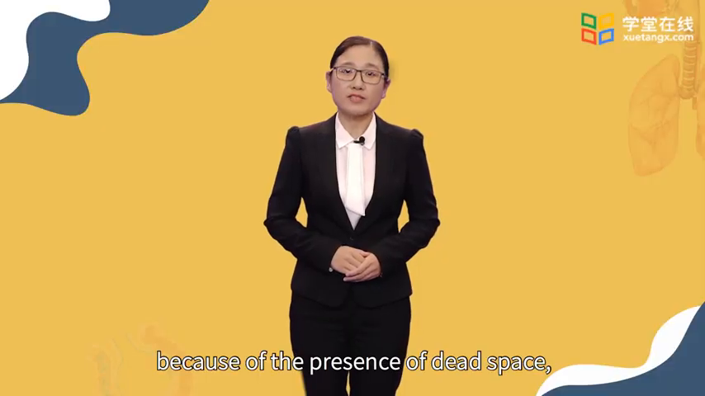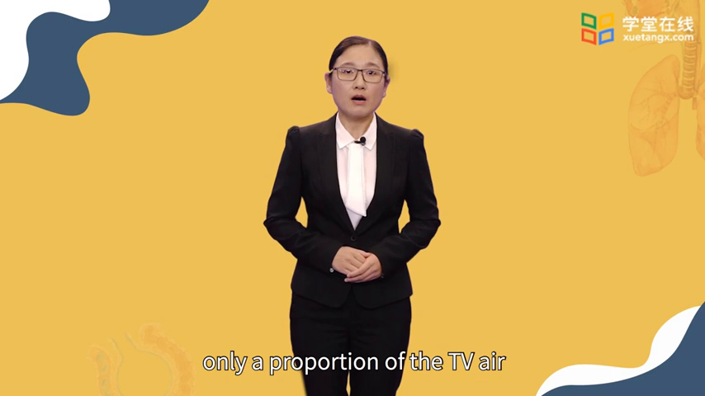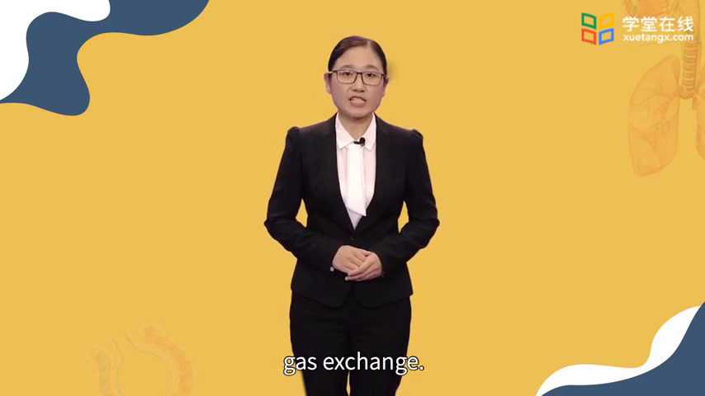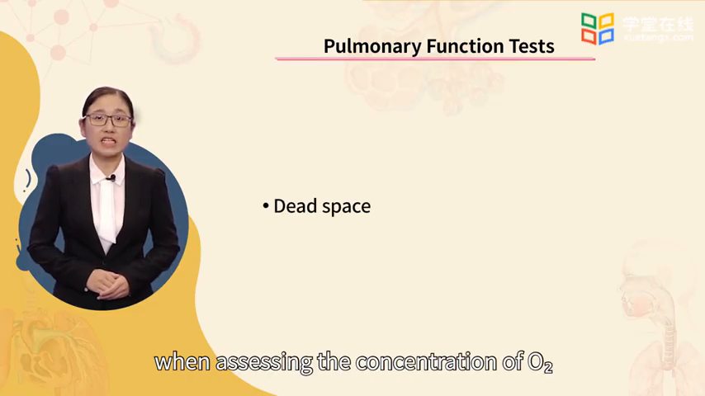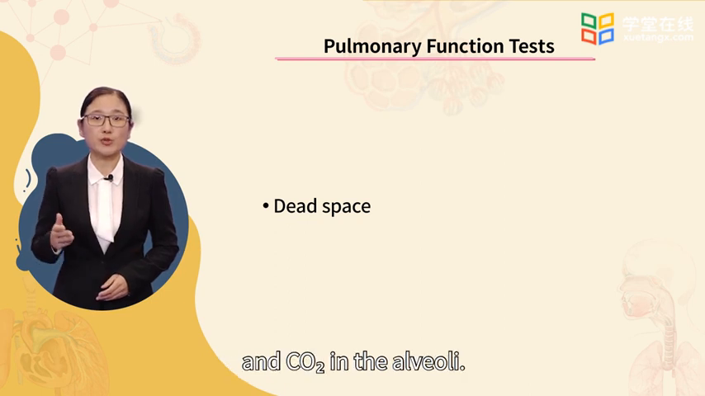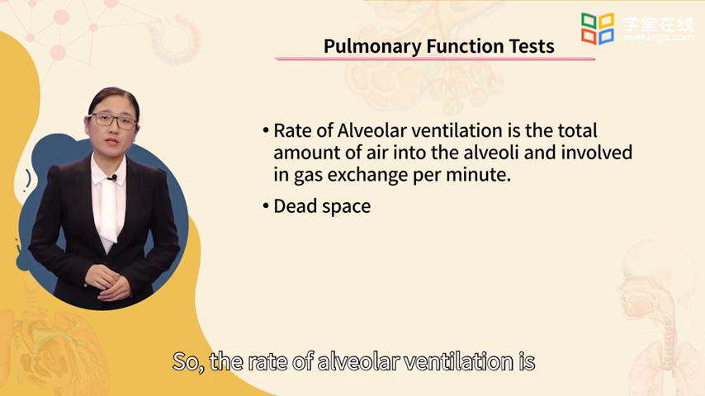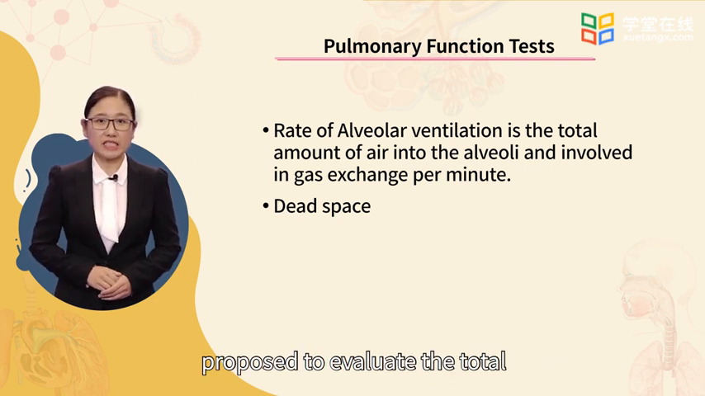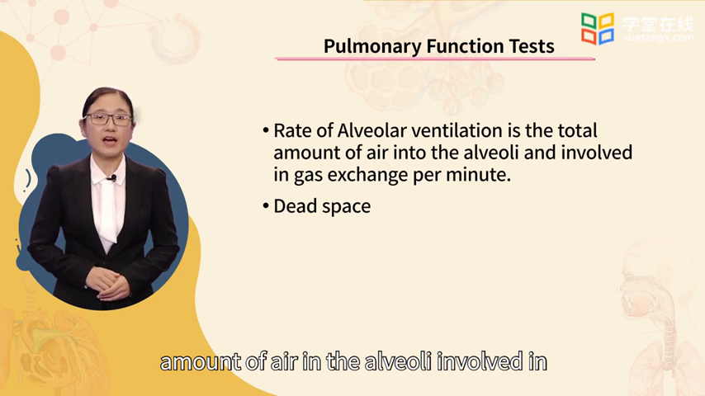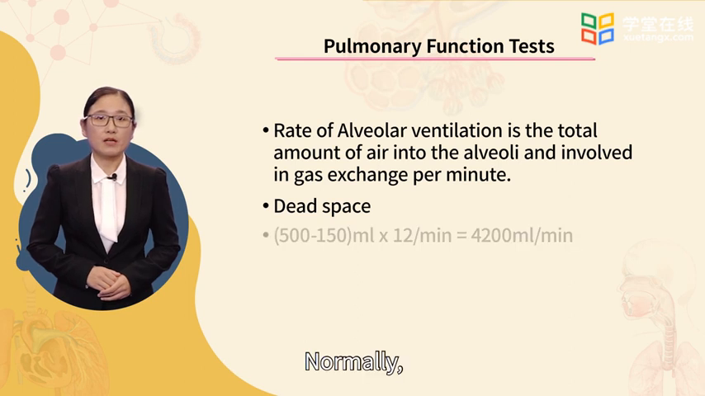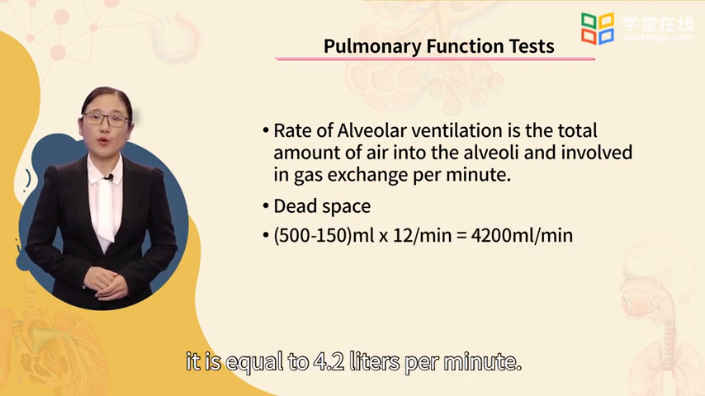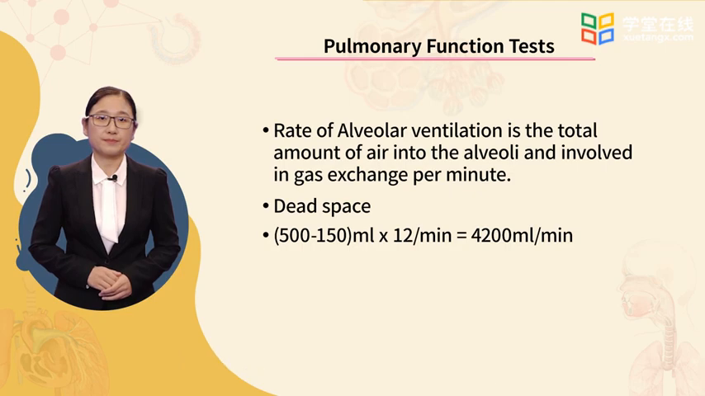However, because of the presence of dead space, only a proportion of the TV air participates in the process of gas exchange. This is the important factor when assessing the concentration of O2 and CO2 in the alveoli. So the rate of alveolar ventilation is proposed to evaluate the total amount of air in the alveoli involved in gas exchange per minute. Normally, it is equal to 4.2 liters per minute.